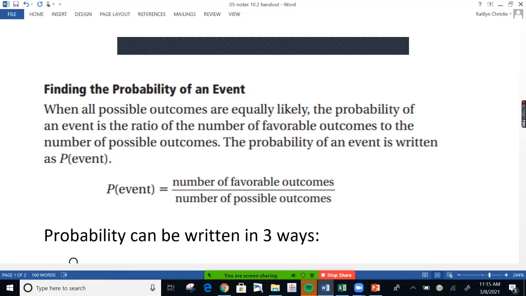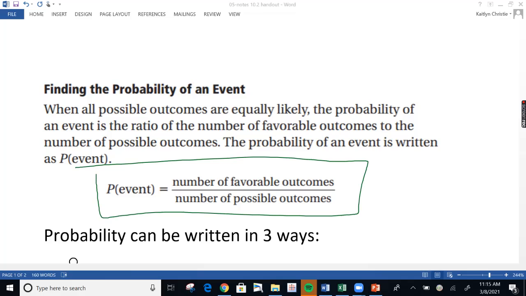So when all possible outcomes are equally likely, the probability of an event is a ratio, remember ratio means fraction, of the number of favorable outcomes to the number of possible outcomes. The probability of an event is written as P and then in the parentheses event. And so this is the formula. This is the important thing to write down in your notes. So we're going to have the probability of some event.